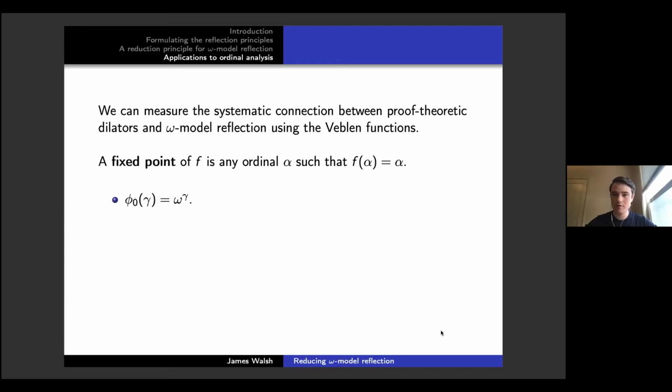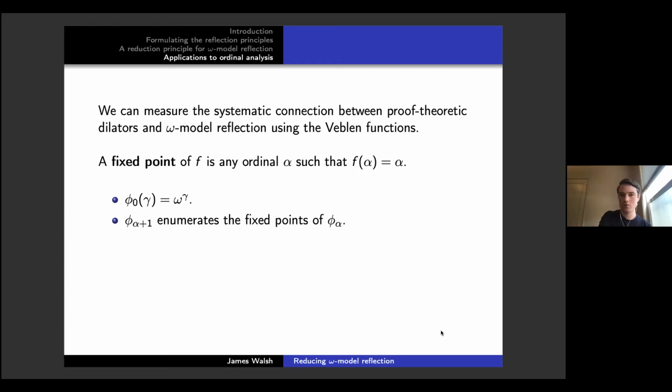So phi sub 0 of gamma is going to be omega to the gamma. That's the first function. Phi sub alpha plus 1 will enumerate the fixed points of phi sub alpha. So for instance, phi sub 1 of 0 is going to be the least fixed point of phi sub 0, and that's epsilon sub 0. Then phi sub 1 of 1 is going to be the next fixed point after that, which is epsilon sub 1. So phi sub 1 is just the epsilon function. It's just enumerating the epsilon numbers.